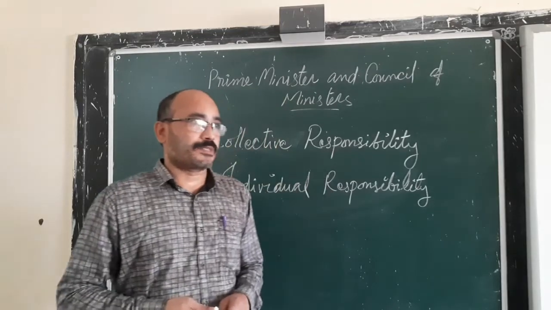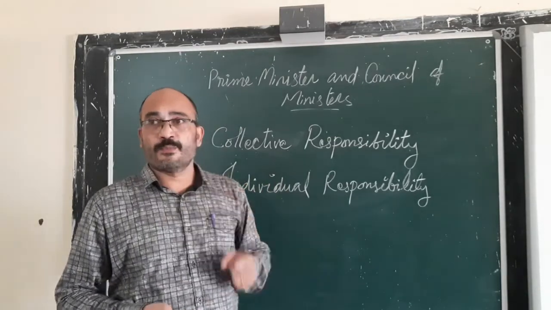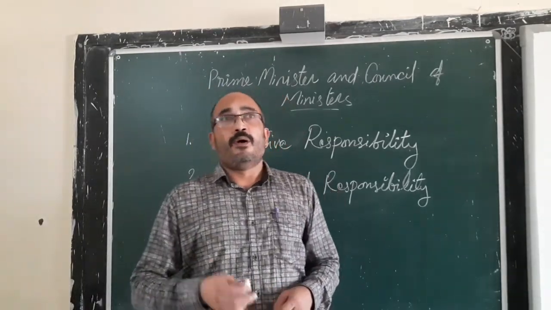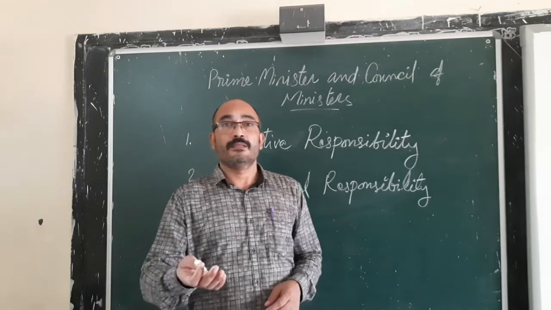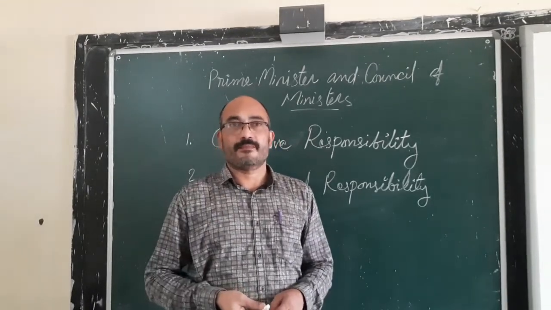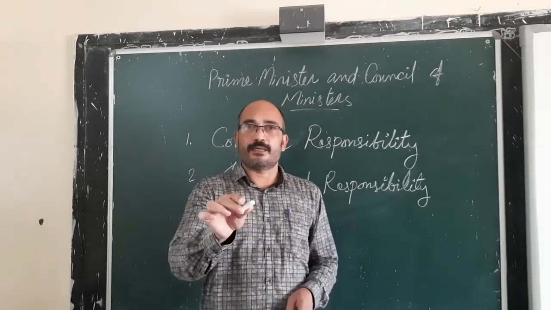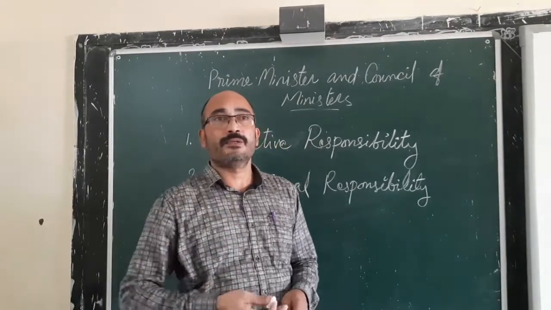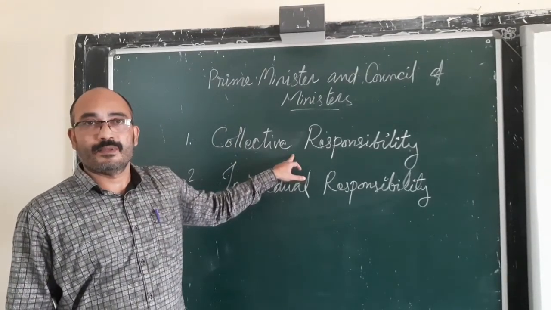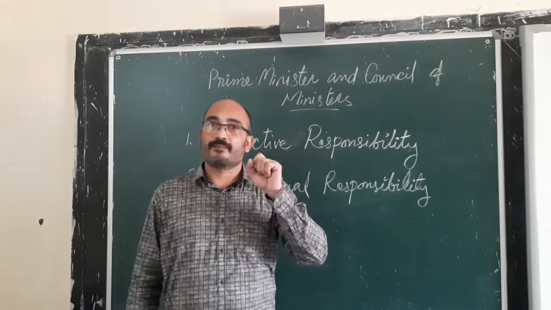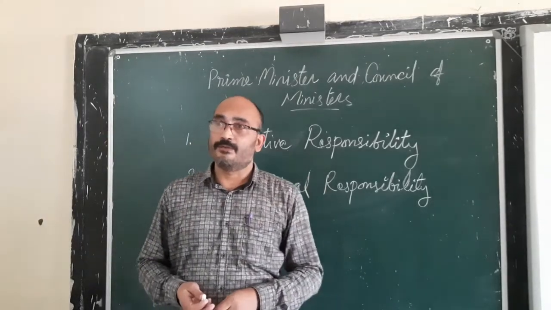That is collective responsibility. And as a part of collective responsibility, we have learned in lesson 1 about the no confidence motion. If the opposition passes a vote of no confidence, what happens? The entire ministry has to resign. If a vote of no confidence is passed against a single minister, then also the entire ministry has to resign. That is the best example of the collective responsibility of the Council of Ministers. Not the individual minister is resigning, the entire ministry is resigning.